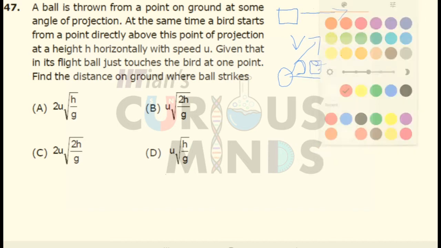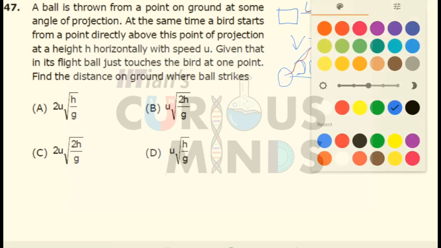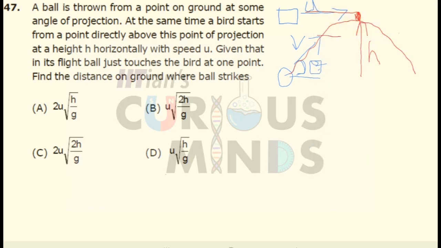Simultaneously a bird starts flying and he hits the ball only at one point. It means that the trajectory of the ball and of the bird meet at only one point. So if it is meeting at only one point, I can say that it is the maximum height at which the bird hits the ball. Over here the velocity of the bird is given as u.